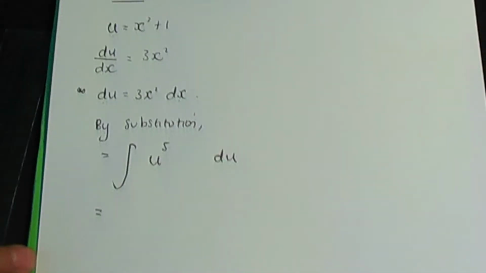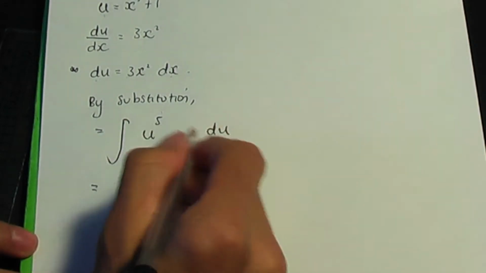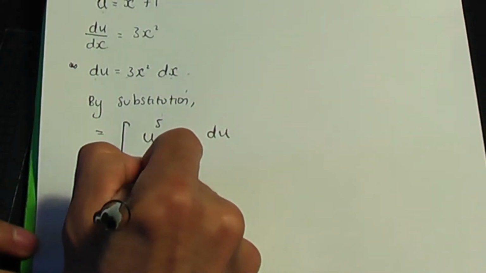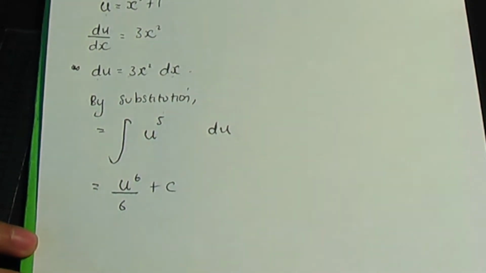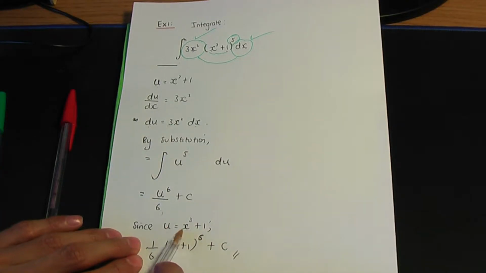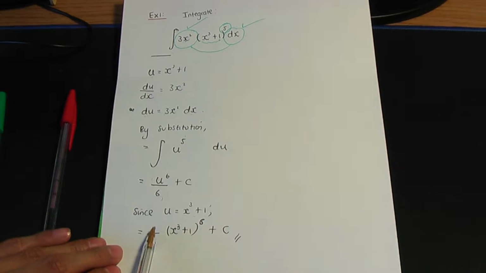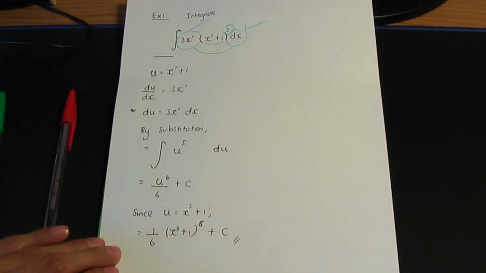Okay? So if we integrate u to the 5 with respect to u, it's u to the 6 over 6 plus c. And since u, our substitution, is x cubed plus 1, and when you replace in this answer, your answer is going to be 1 over 6 times (x cubed plus 1) to the power of 6 plus c. Okay, so that is your solution to example 1.